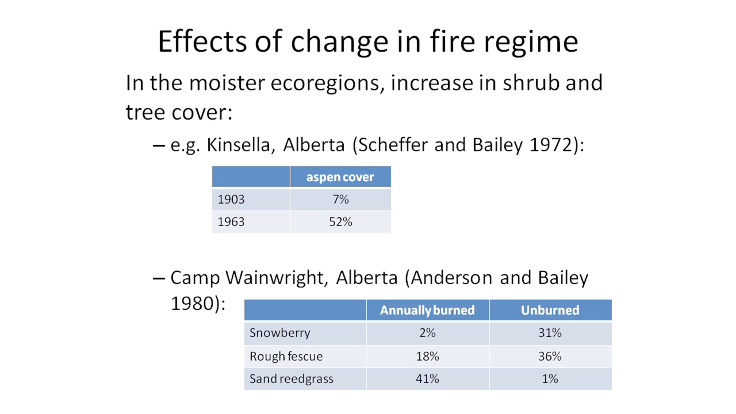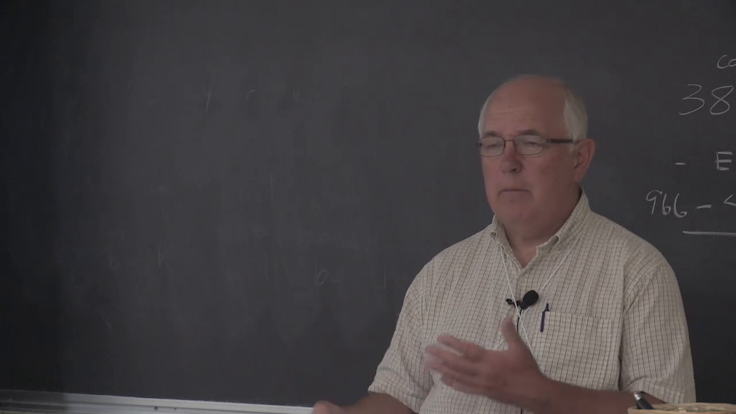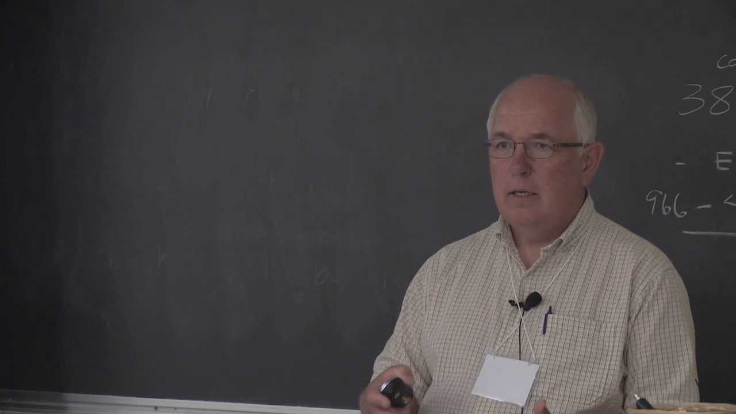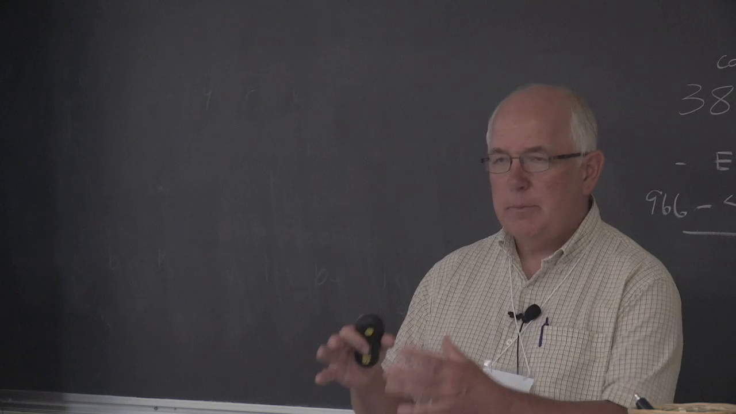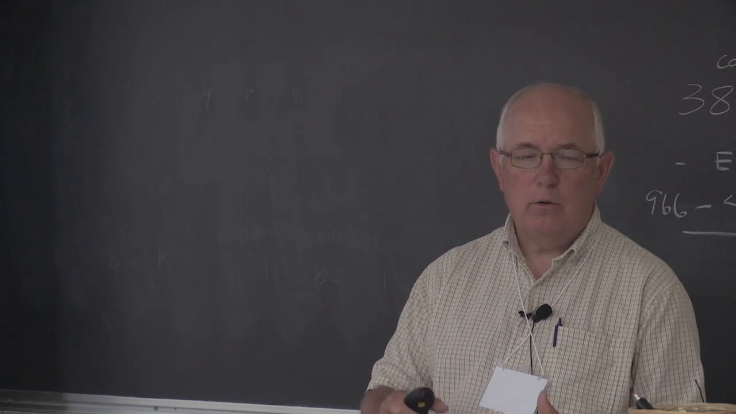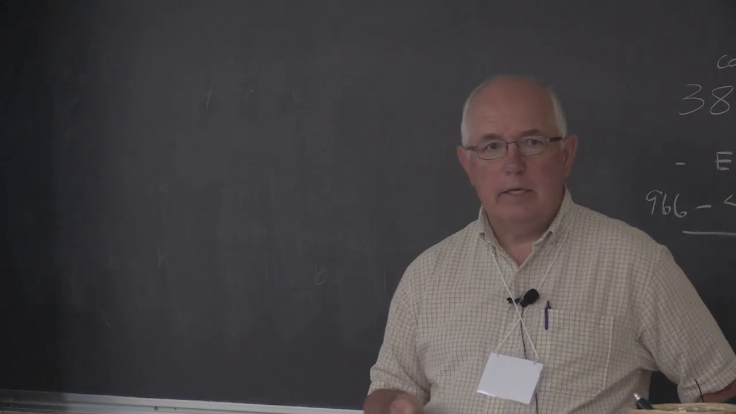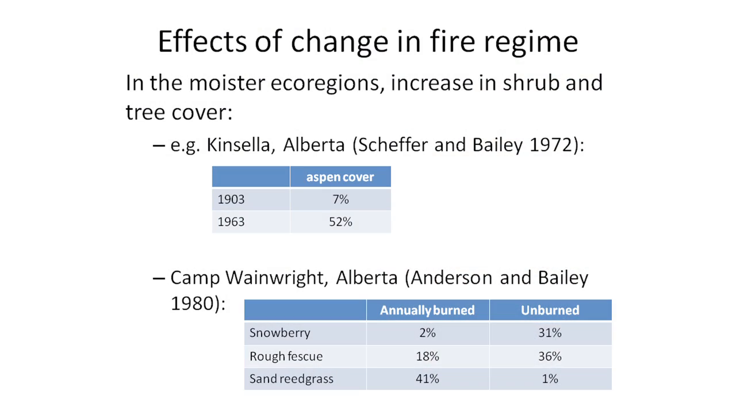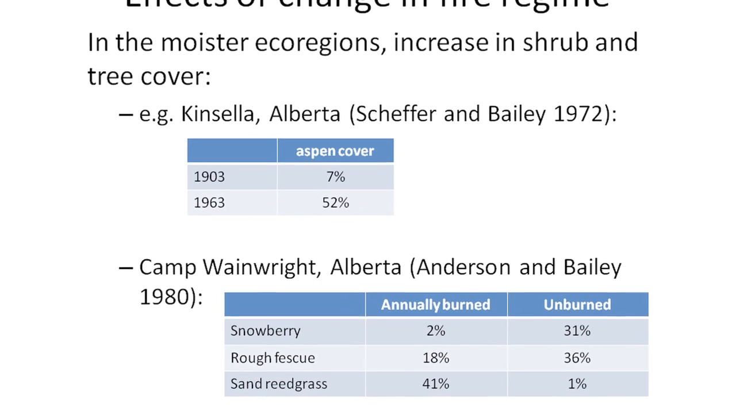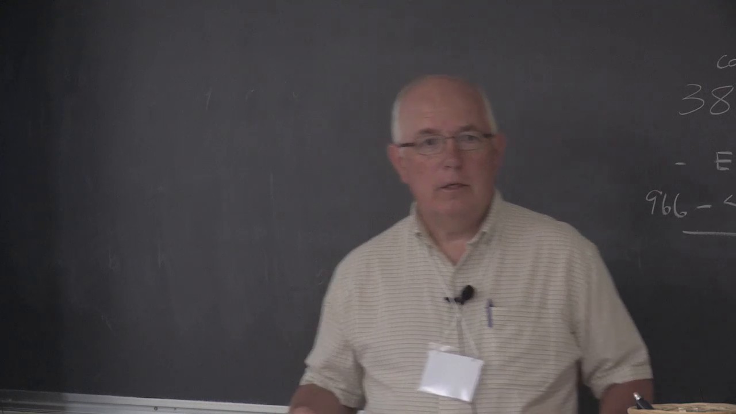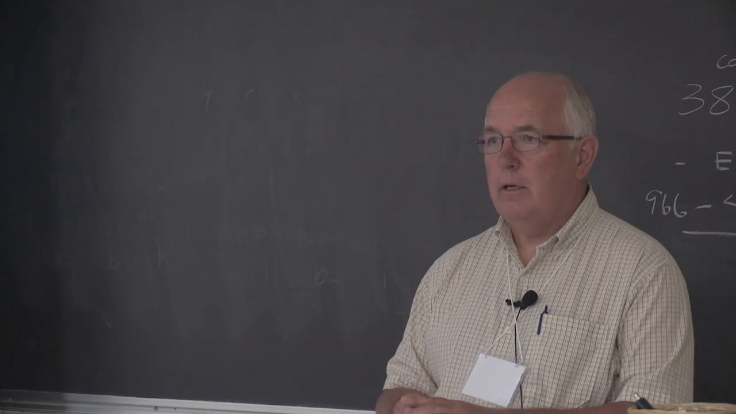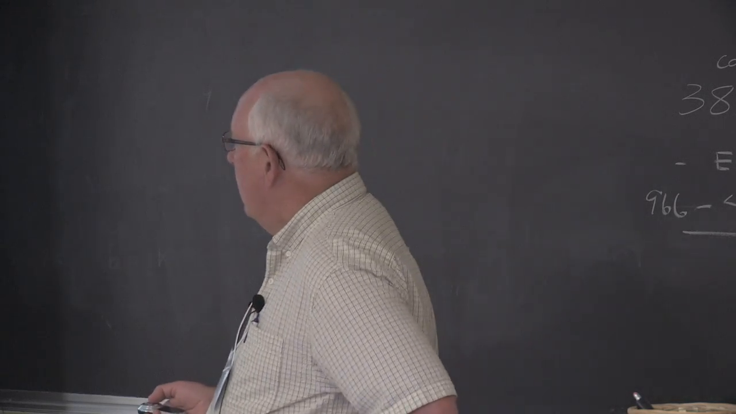Well, especially up here in the aspen parkland, the effect that we see is an increase in woody cover. You think about that aspen parkland being a mosaic of aspen groves and grasslands. There have been quite a few studies that have shown that the aspen groves have expanded and the grasslands have shrunk over the past century, and it's almost certainly related to this lack of fire. Here's one study from Alberta. They looked at the early land survey from 1903, 7% aspen cover, air photos in 1963, 52% aspen cover. So there's been a huge expansion of aspen related to this lack of fire.